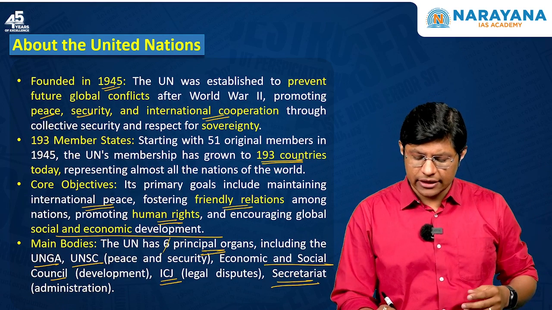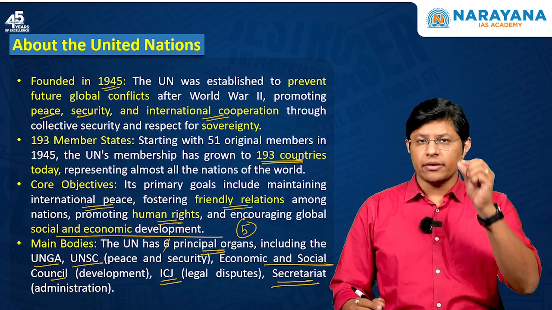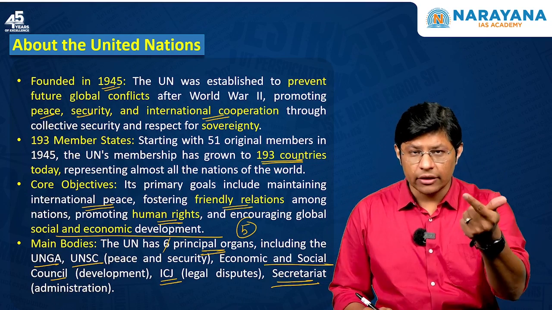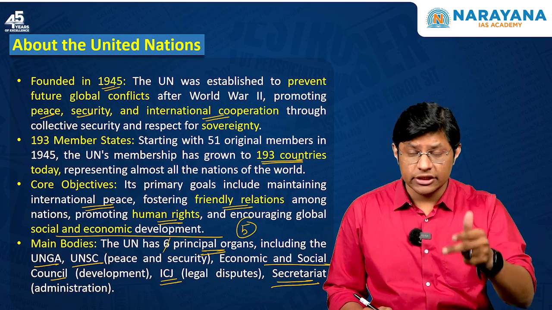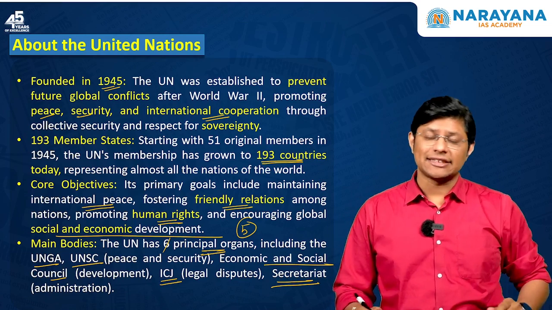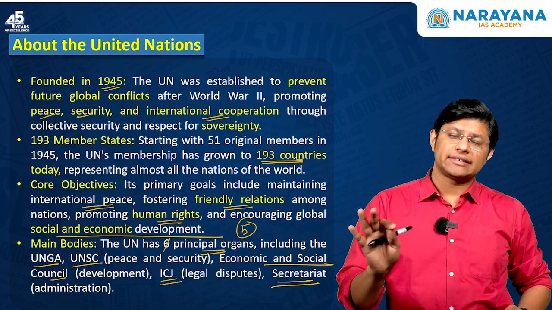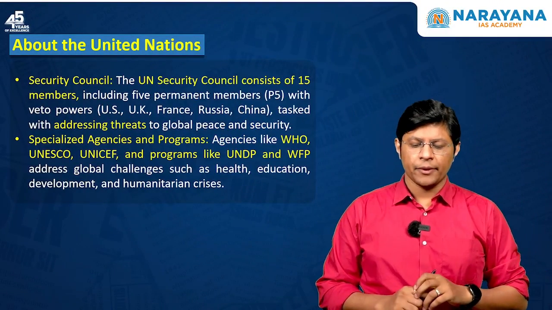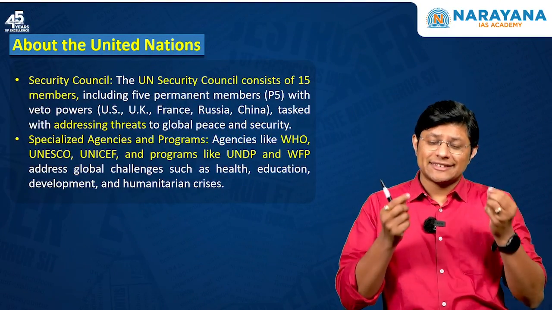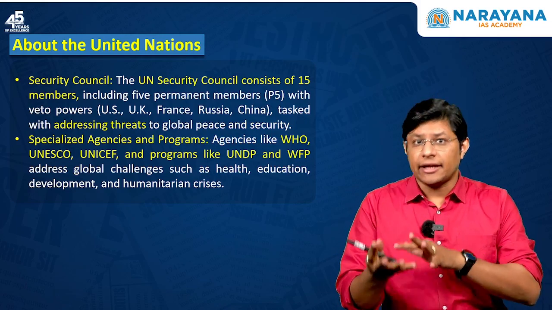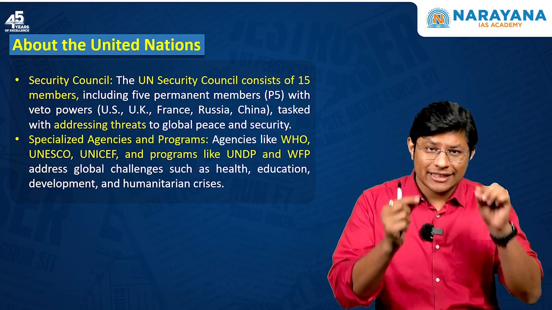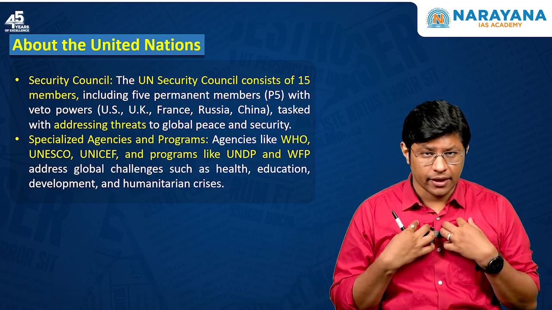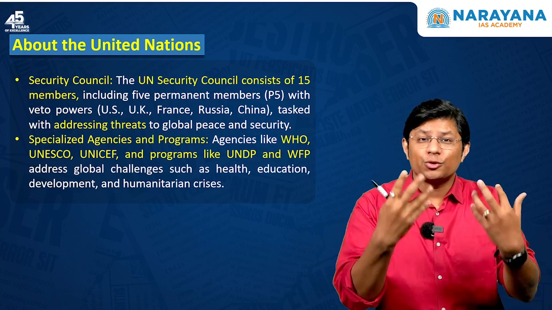So now it has 5 principal or 5 most important organs of the United Nations: General Assembly, Security Council, then Economic and Social Council, International Court of Justice, and the last is the Secretariat. These are the 5 most important organs of the United Nations. Now, as I told you, the Security Council is like the Cabinet Secretariat, right? The Cabinet Secretariat is the most powerful body in our country, right? Why? Because it has the power to take decisions.